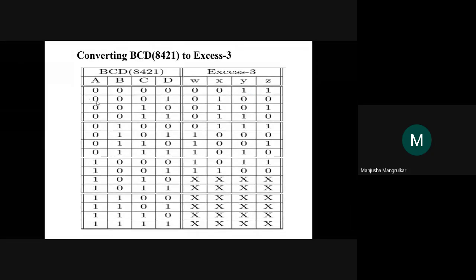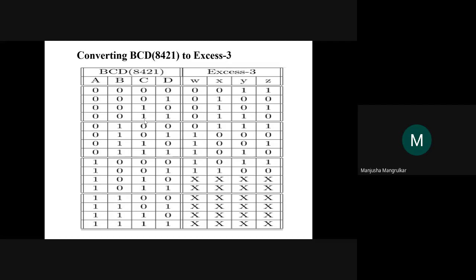Now this is your BCD 1 number, 0001. So now BCD 1 plus 3 comes to 4. So BCD 1 is represented in excess 3 as 4, that is 0100, right? So each and every number of the BCD is converted into the excess 3 number. So this is the truth table of conversion of number, right? This is your 2. 2 plus 3 is 5. So it will convert into 5, that is 0101. This is your 3.